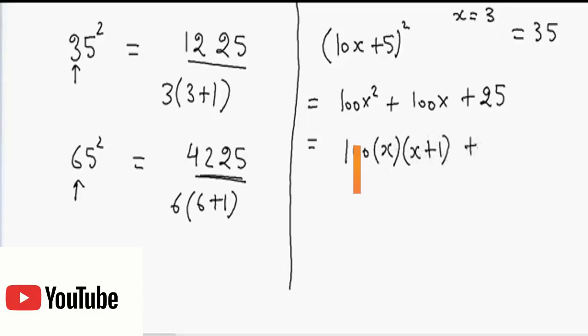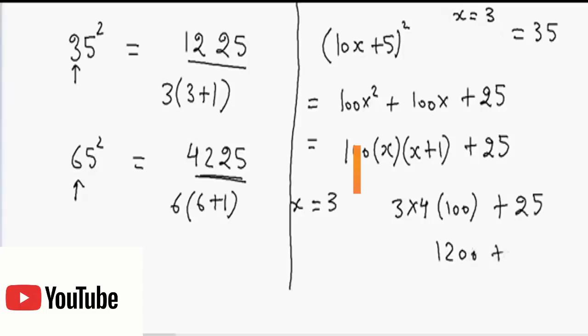So if we solve this, that will be equal to 100 into x into x plus 1, plus 25. So as you can see, we are taking the first digit and adding 1 to it, multiplying them, multiplying by 100 and then adding 25. So here if x is equal to 3, we'll get 3 into 4 into 100 plus 25. So that will give me 1200 plus 25.